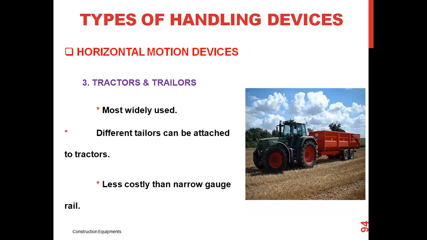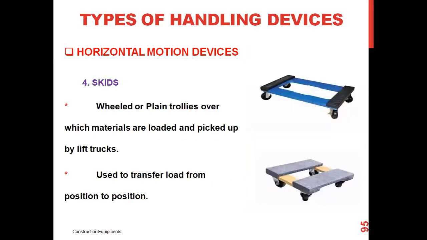Tractors and trailers are the most widely used. Different trailers can be attached to tractors, which is less costly than the narrow gauge rail. The horizontal motion devices known as skids are wheeled plane trolleys over which the materials are loaded and picked up by lift trucks, and are used to transfer load from position to position.